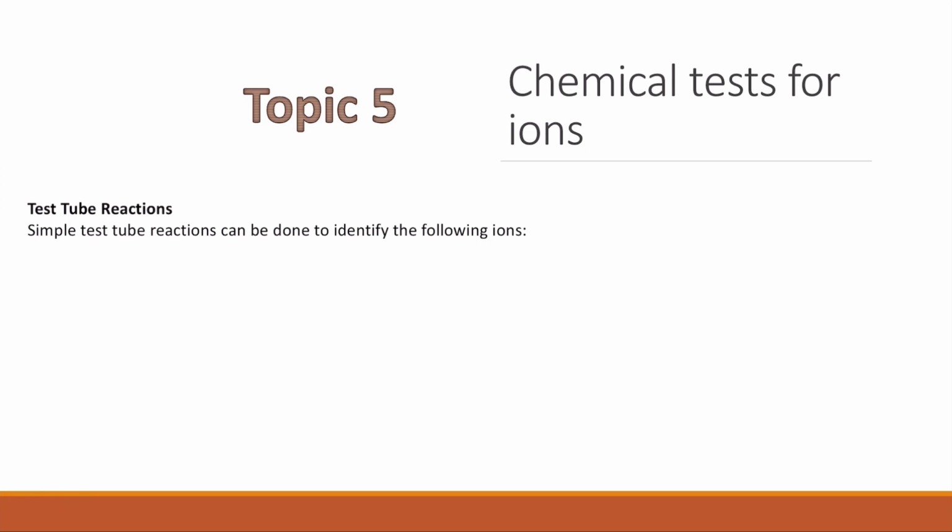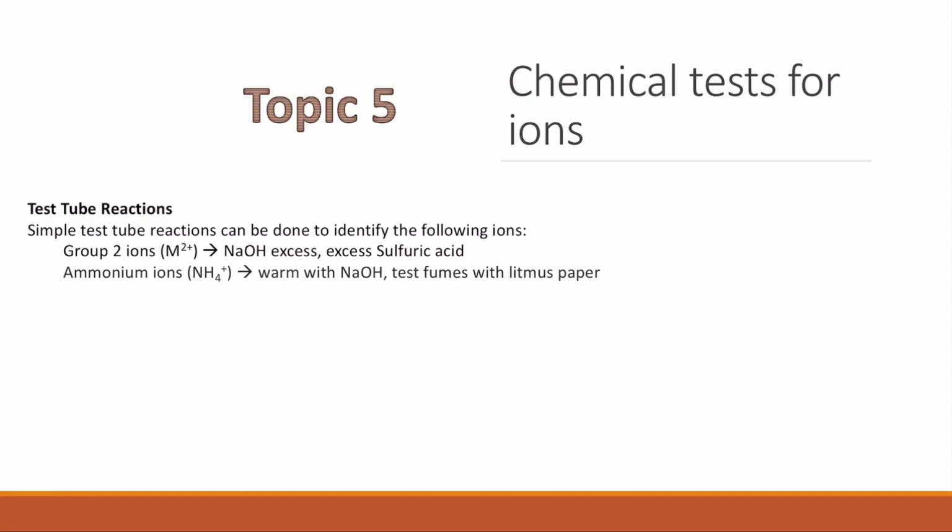Chemical tests for ions, so test tube reactions. These are the sample test tube reactions that can be done to identify the following ions. So group 2 ions. We use sodium hydroxide to identify magnesium. We use sulfuric acid to identify barium. Ammonium ion, we usually warm with sodium hydroxide and test the fumes with litmus paper.